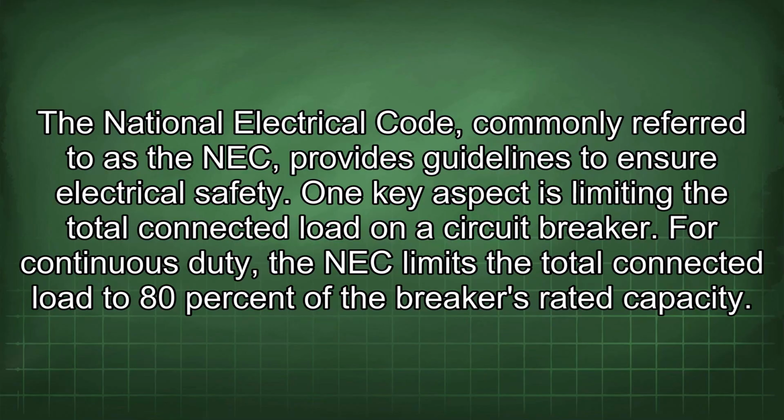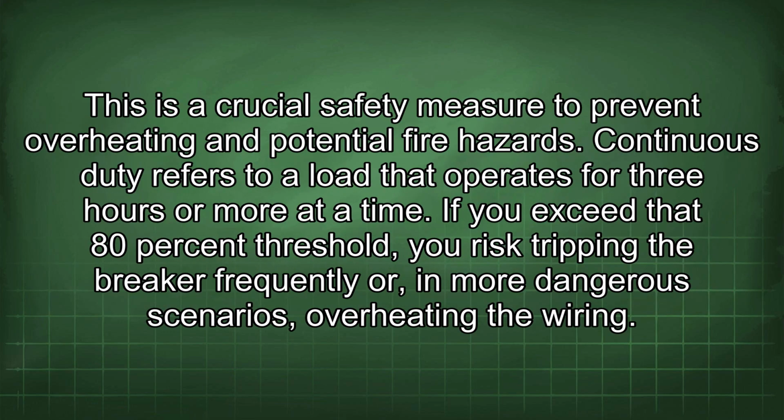National Electrical Code, commonly referred to as the NEC, provides guidelines to ensure electrical safety. One key aspect is limiting the total connected load on a circuit breaker. For continuous duty, the NEC limits the total connected load to 80% of the breaker's rated capacity. This is a crucial safety measure to prevent overheating and potential fire hazards. Continuous duty refers to a load that operates for 3 hours or more at a time.